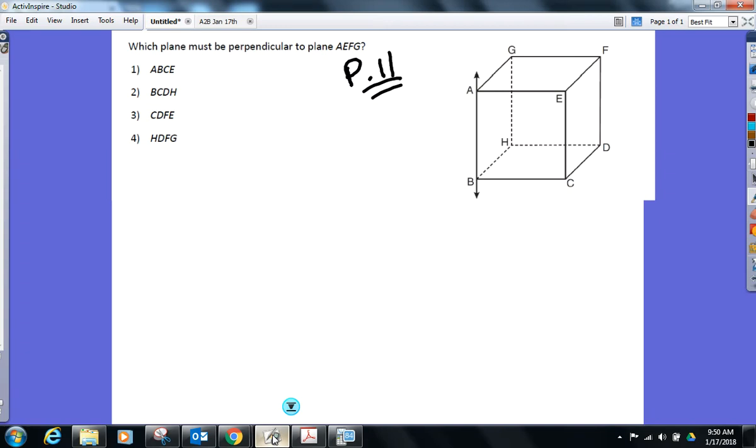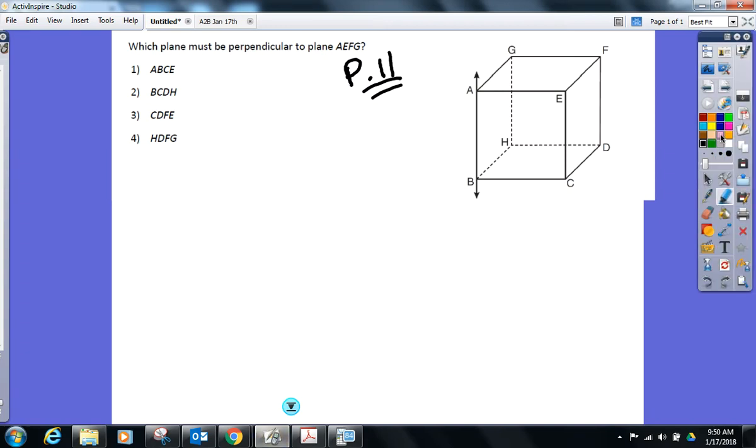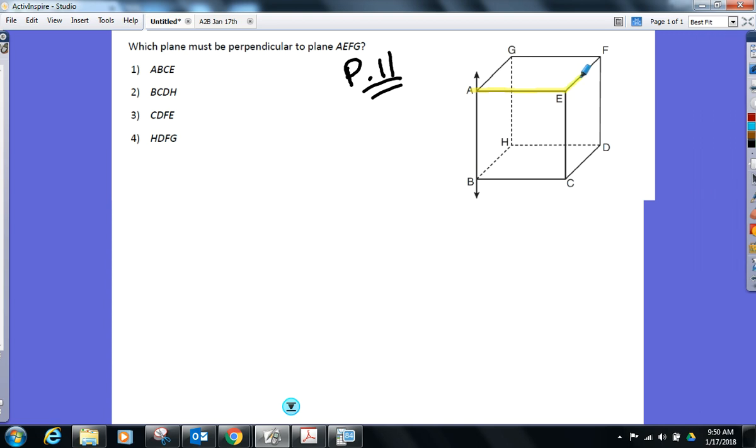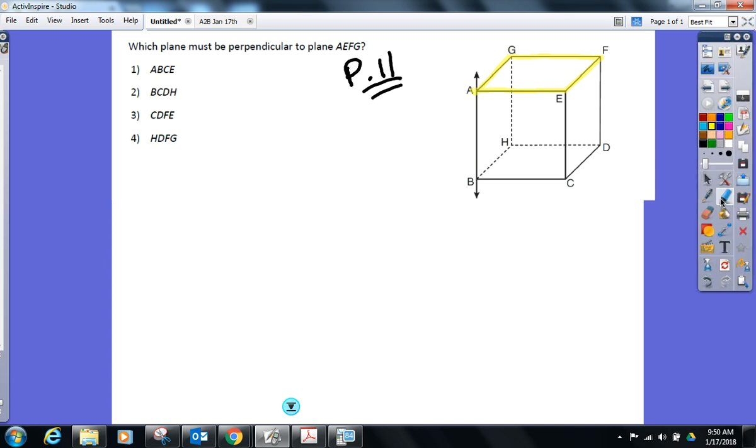Here we go, page 11 in your review packet. Which plane must be perpendicular to? Let me highlight the plane they give me. A, E, F, G. A, E, yep, it's this top one right here. All right. Which plane must be perpendicular to A, E, F, G? What's the best way to describe this right now?